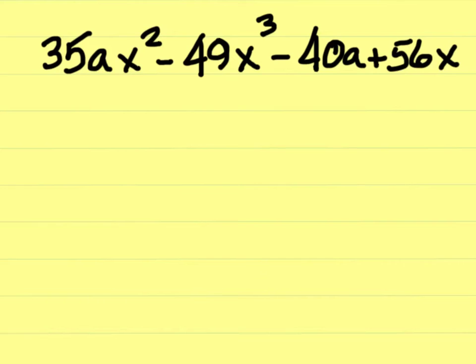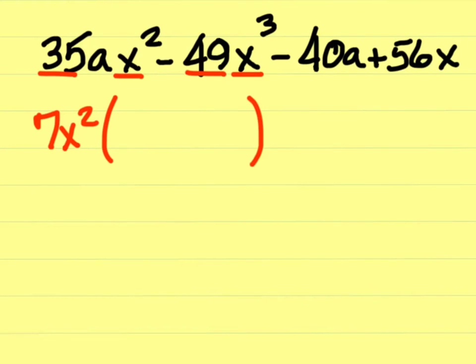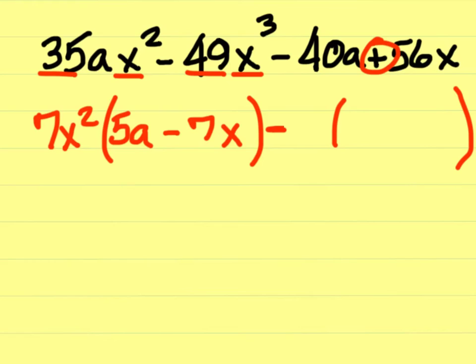The solution for this problem, you have 35 and 49 together. You can also take out an x squared from both of those. So you can have 7x squared coming out of those and be left with 5a minus 7x. Now here's a minus sign in front of that quantity. That means on the inside this plus changes to minus.